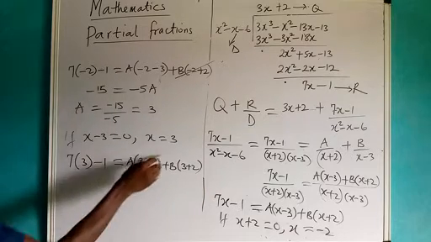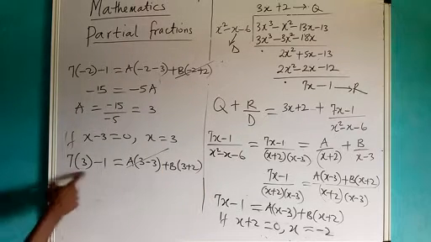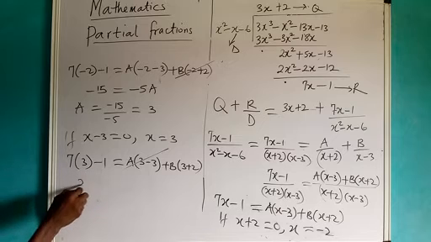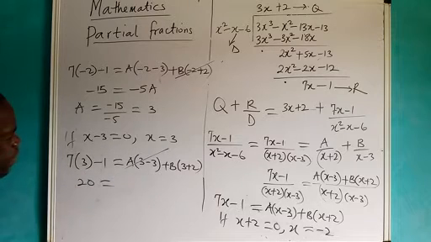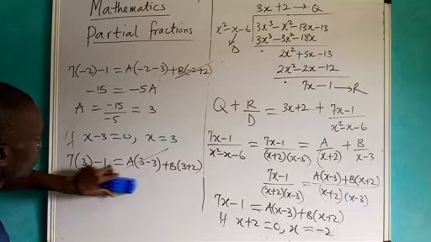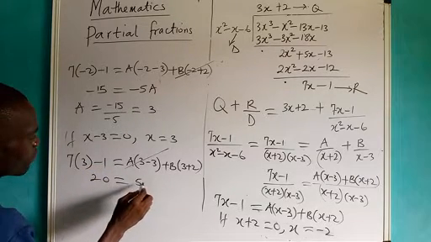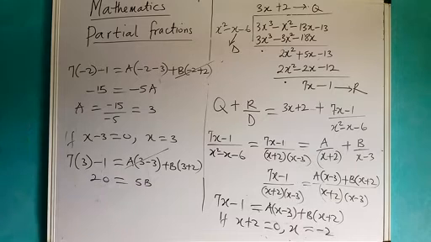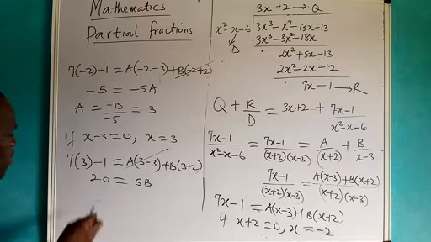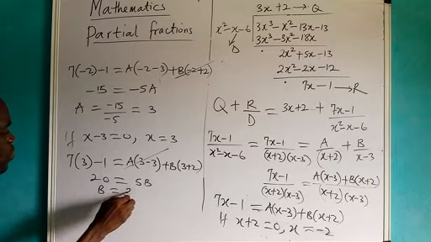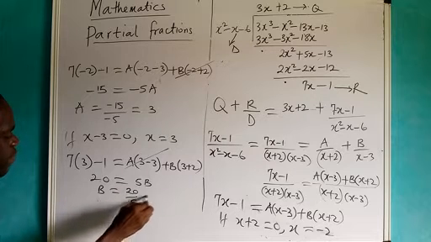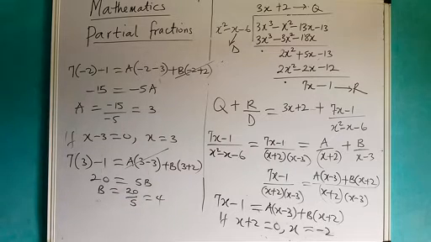It means that this one will now be 21 minus 1, here will be 20. Doing this, I think here it's going to give us 20 equal 5B. Now I can divide both sides by 5. When I divide both sides by 5, we have B as 4.